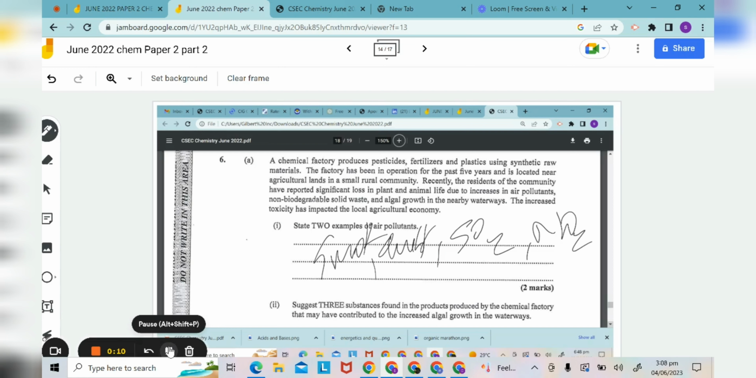So basically, what you want to say here is that whatever they're using, it can be cycled through the system again.